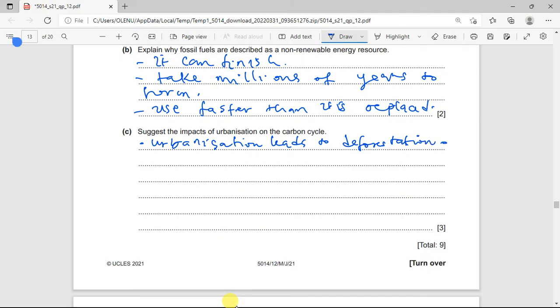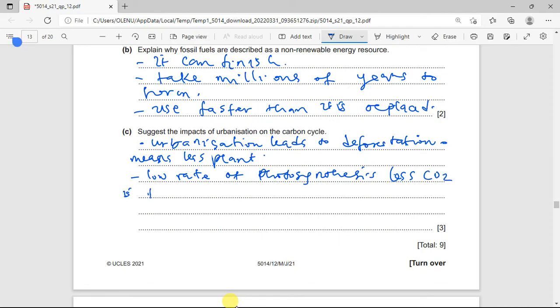And deforestation means less plant, and if there is less plant, you find out there will be low rate of photosynthesis, which means less carbon dioxide is taken. So less carbon dioxide is taken, less CO2 is taken.